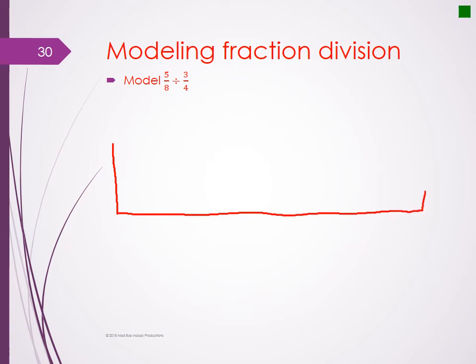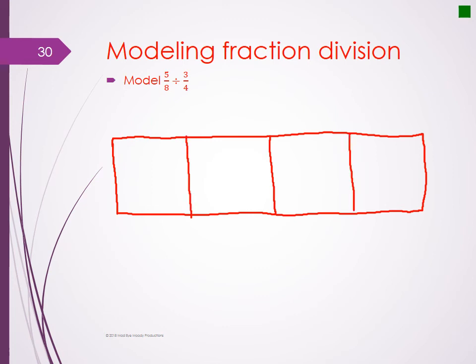So first I need to draw my whole. And I'm going to be splitting this whole into 8 pieces because the bottom of a fraction tells us how many pieces we have divided the whole into. So there's 4, and now I'm splitting those 4 in half. And I have 8 pieces now. Well, I'm only interested in 5 of those pieces because the top number of my first fraction tells me how many of those 8 pieces, which is 5. So I'm really only interested in these 5 pieces here. I'm not interested in the rest of them.